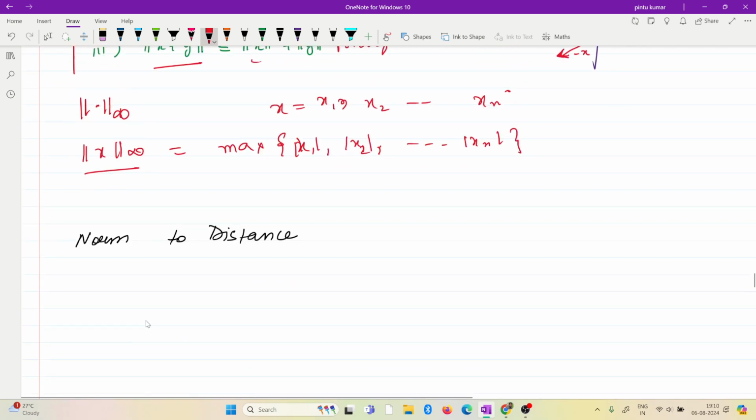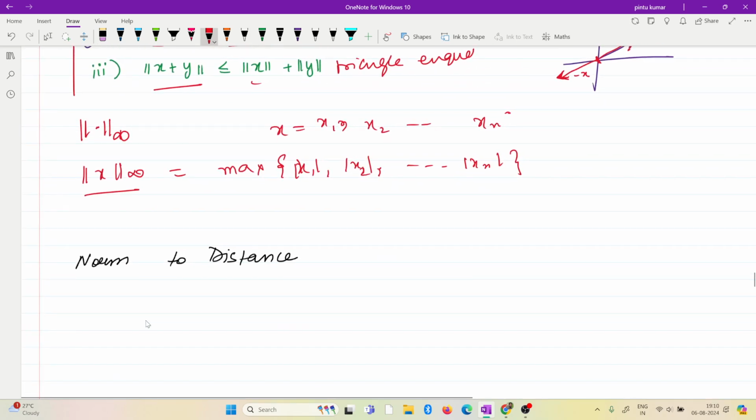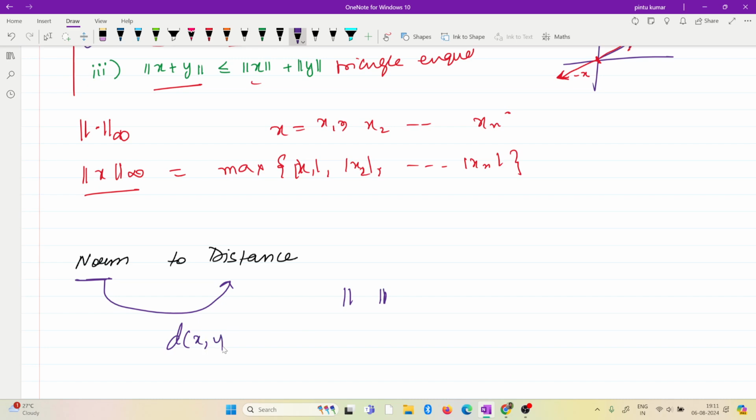Now, a very small thing that I want to say. There is a relationship between these things that I'm defining. If you define any norm, from that norm you can define a distance. Let's say d of x, y is given by the norm of x minus y. So you have 2 vectors here, x and y. You take their difference and you take the norm of that difference. Then you can verify that this is a valid distance or metric. So from any norm, you can define a valid metric.